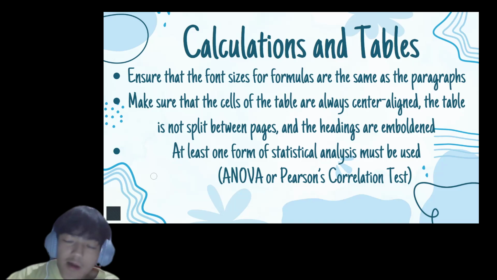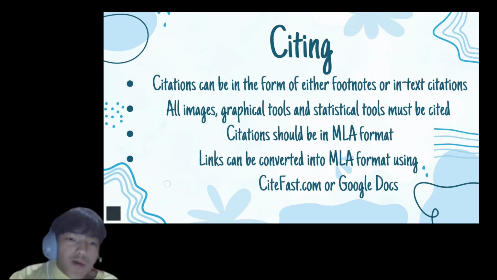Okay, so now when it comes to calculation tables, font sizes for formulas or data within tables should be the same as the paragraphs, like the discussion paragraphs, explanatory paragraphs. Make sure that the cells of the tables are always center aligned as well, and the table is not split between pages, so it looks good, right? And then the headings should also be emboldened. One form of statistical analysis should also be used, either ANOVA, like one-way ANOVA or two-way ANOVA, or Pearson's correlation test.